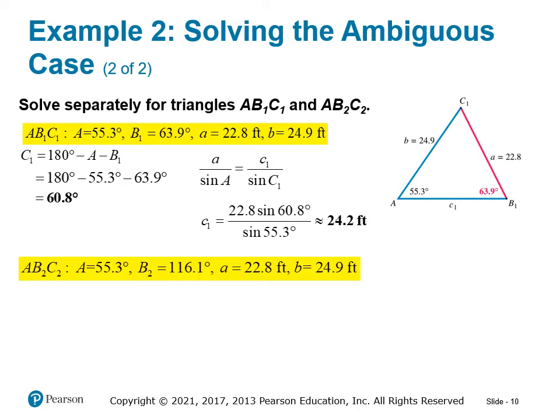Now let's see if there's a possible triangle with that second measure of B, which was angle B equals 116.1.